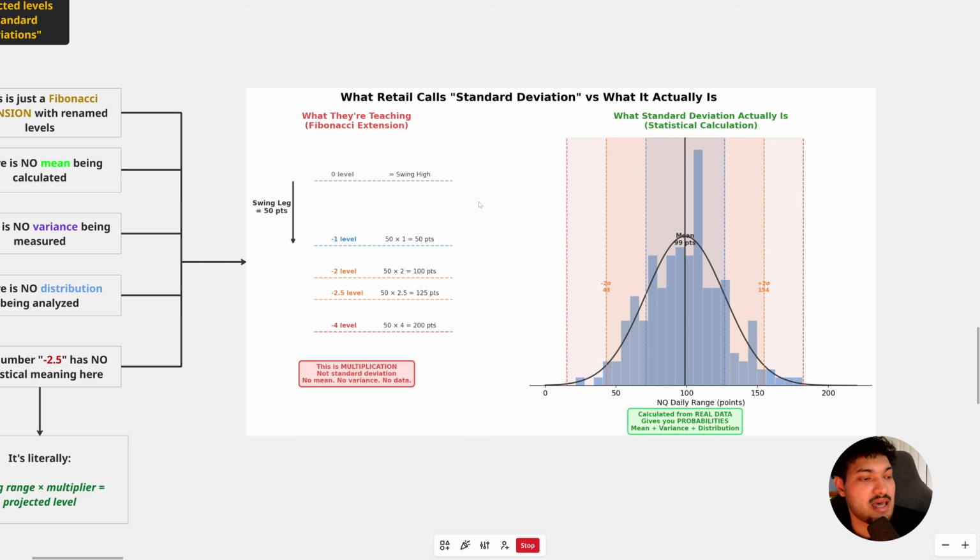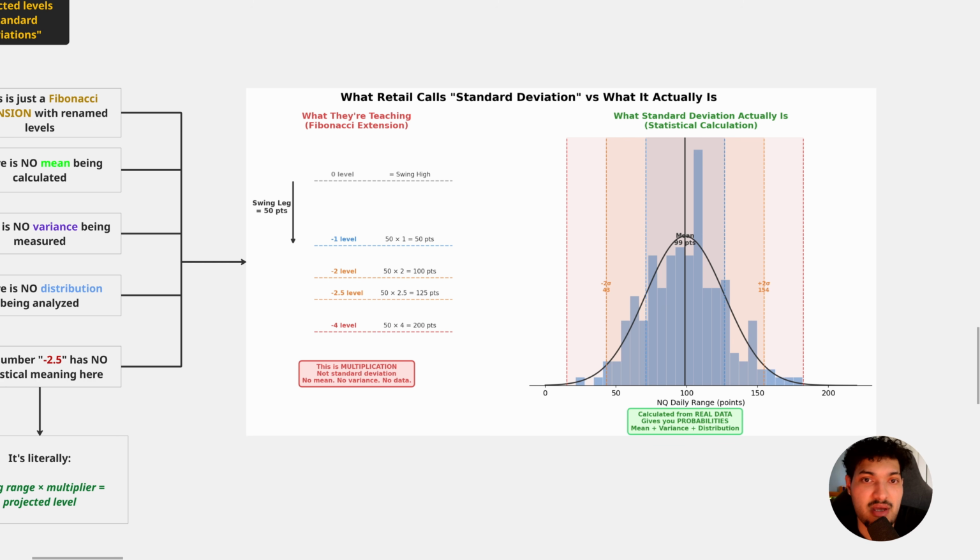Now, can the Fibonacci extension method, which is what we should really call the fake standard deviation method, work sometimes? Absolutely. Fibonacci extensions do work, and they've always worked, but projecting swing multiples to give you levels that price reacts to is kind of useless, bro.